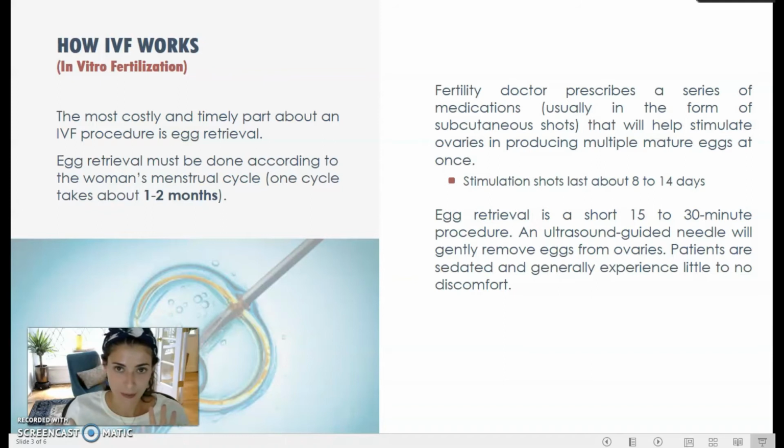It actually doesn't hurt that bad either. And 36 hours later, she's going to go in for her egg retrieval procedure. Now, the egg retrieval procedure is a short 15 to 30 minute process. It's not even a surgery. It's no big deal. And basically what happens is that an ultrasound guided needle will go in and gently remove the eggs from the ovaries.